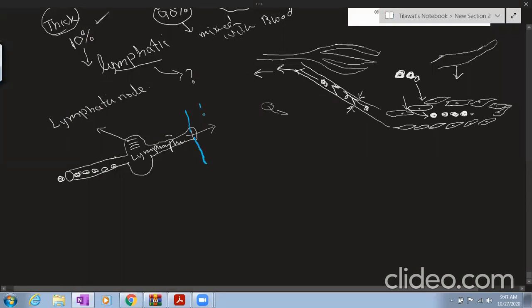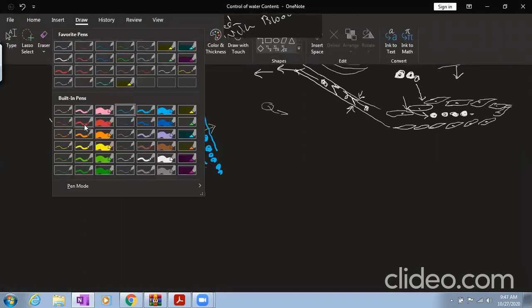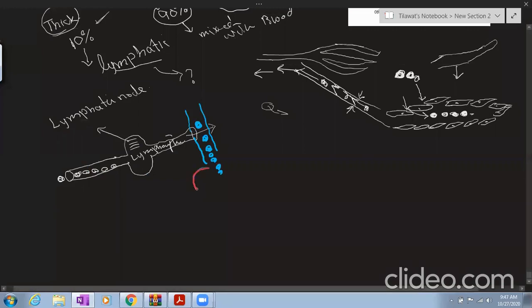And when it mixes with your venous system, when it enters your subclavian vein, what will happen? That vein will definitely give blood to your heart, right? Through that, blood will enter your heart. And now that lymph is part of your circulatory system.